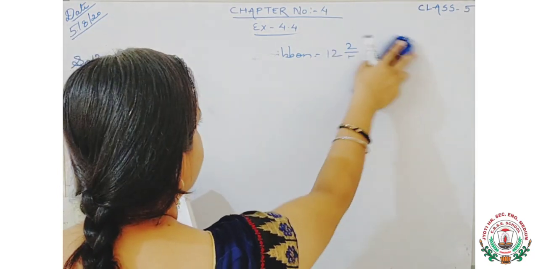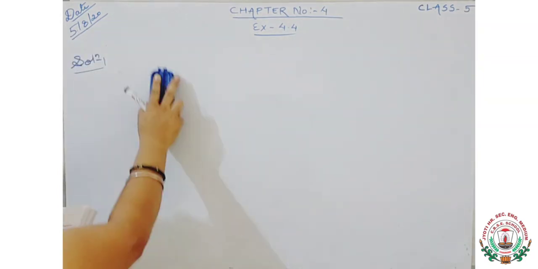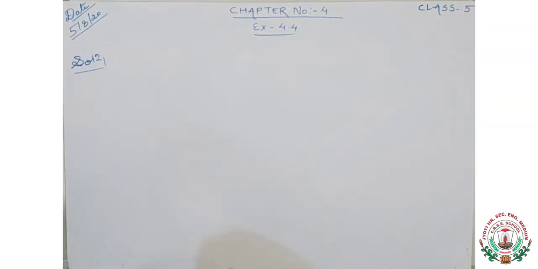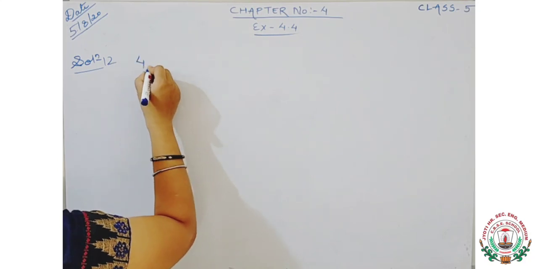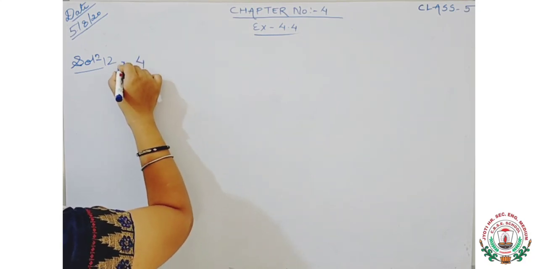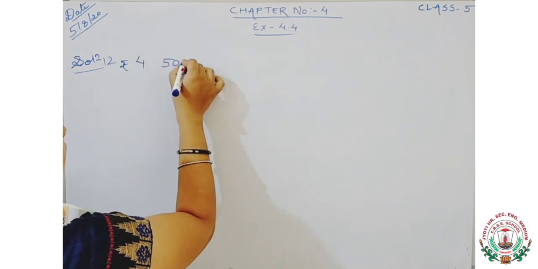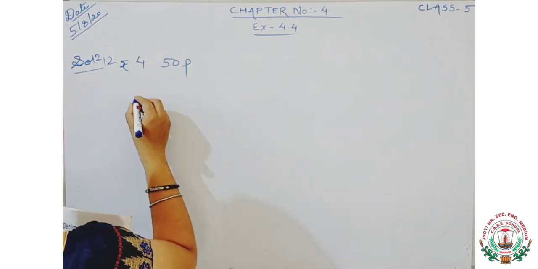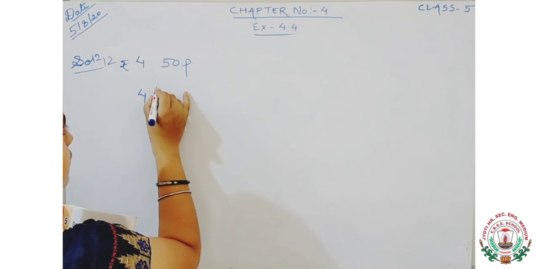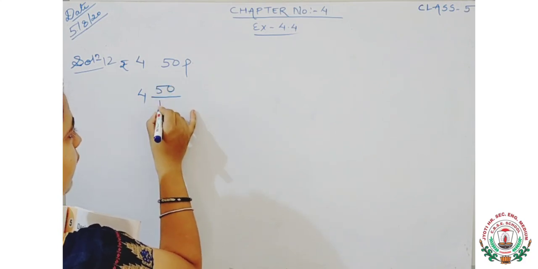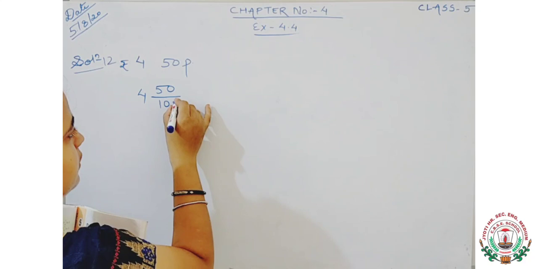We have done this type of question earlier. We have to express 4 rupees 50 paise as a fraction of rupees 18. So, rupees 4 and 50 paise. First we will convert this. We all know that 1 rupee has 100 paise. So 50 upon 100. First we will just change this.